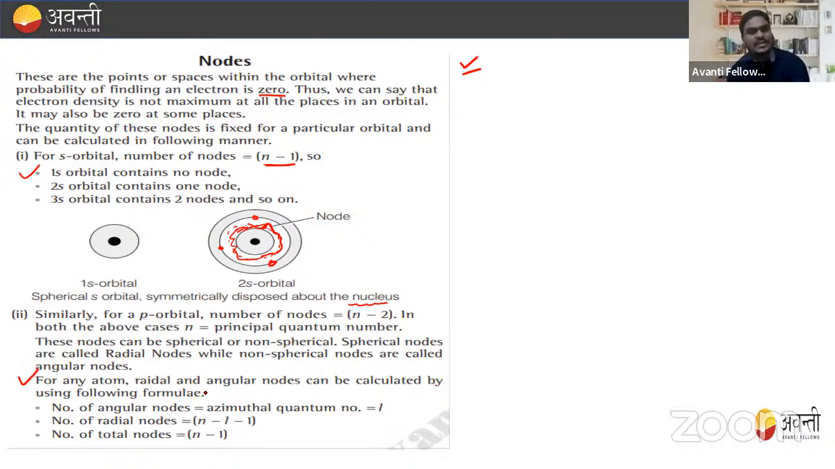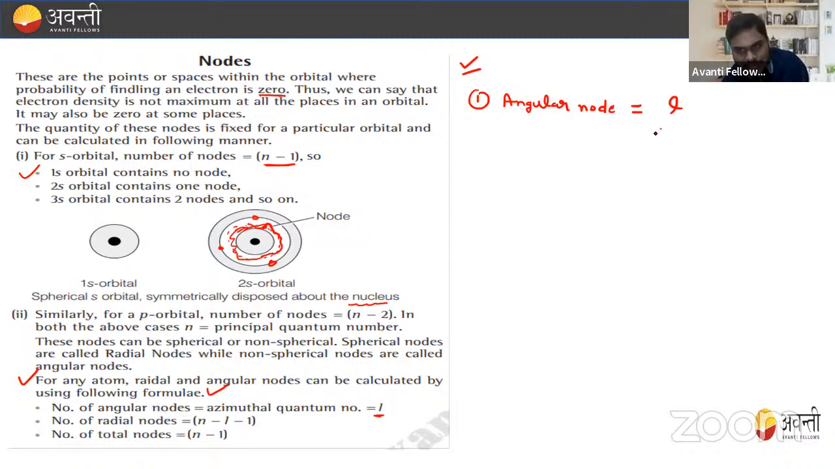For any atom, radial and angular nodes can be calculated by using the following formulas. The number of angular nodes is always equal to the azimuthal quantum number, that is l. Similarly, the number of radial nodes is equal to n minus l minus 1. So what is the total? n minus l. Just remember these three things. The first one is the number of angular nodes, which is equal to l, the azimuthal quantum number.